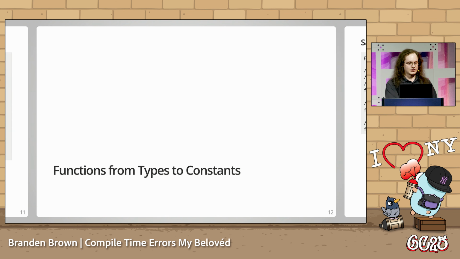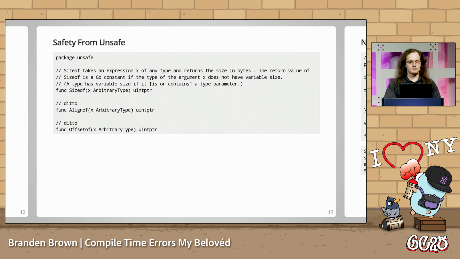Other than named constants, there's another category that we can use to bring into these checks, and that's built-in functions. There are some which more or less take types as arguments and return constants. For example, len and cap give constants when their arguments are array types, although I haven't actually found a use for those in particular. Ironically, the built-in functions I've used most for this purpose live in package unsafe.